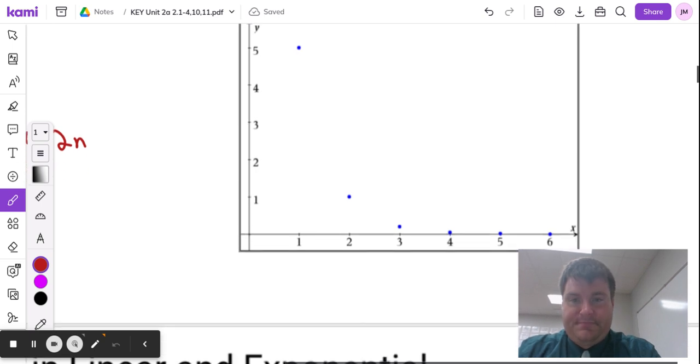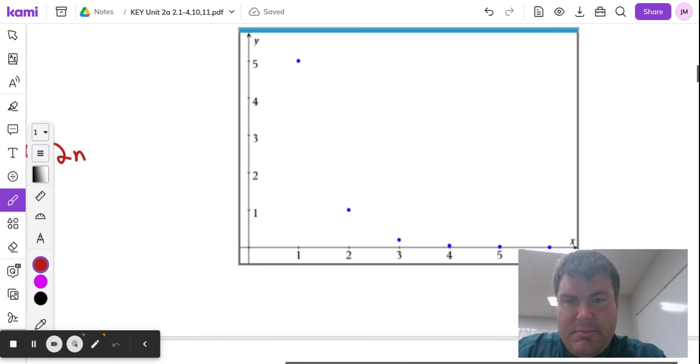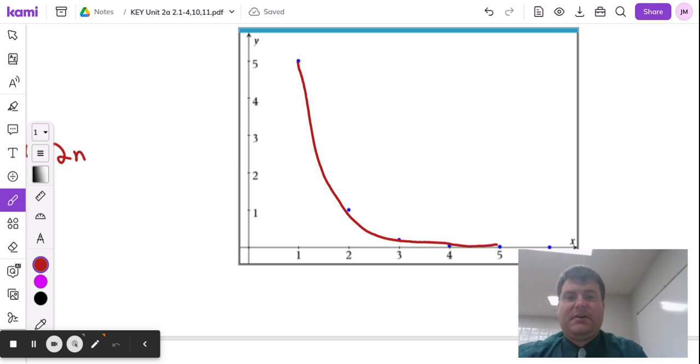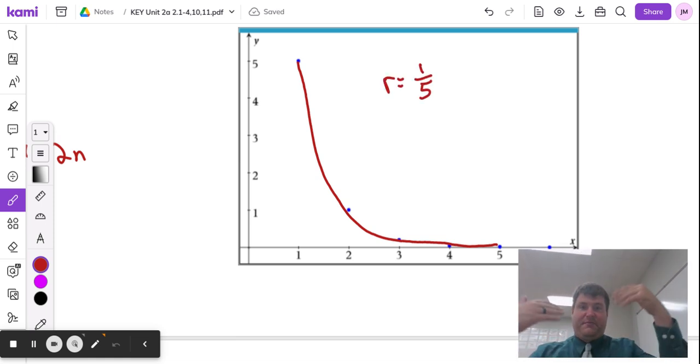The geometric one, this one is just different. It looks like we go to 5 and then we go to 1 and then something underneath it. Kind of hard to tell as we get down there. But our r looks like we're going to multiply by 1/5, because it got from 5 to 1. You have to multiply by 1/5.